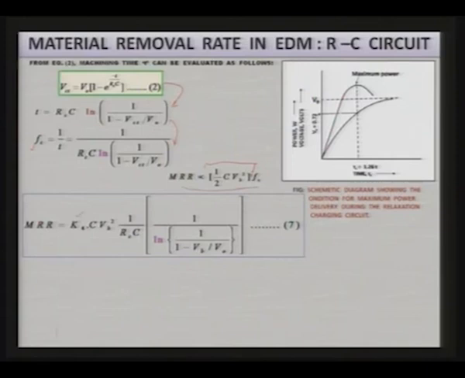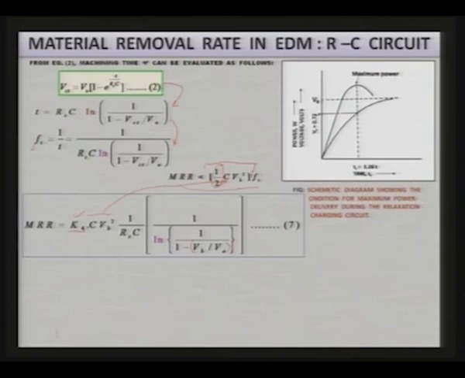MRR is equal to K4, the constant of proportionality, times C V_v squared, and 1 by R_c C times 1 over ln(1 over (1 minus V_b over V_0)). Here, this 1 by 2 has been included in the constant of proportionality K4, which is to be taken care of. Otherwise, if you use it separately, then the value of K4 will be different.